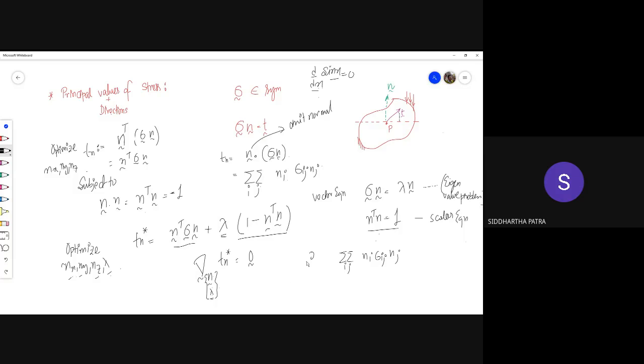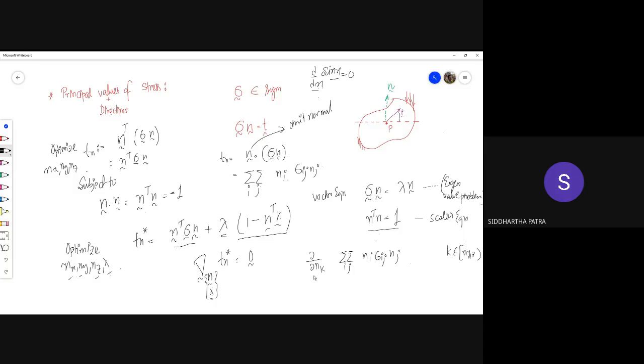Now let's take a derivative with respect to nk. Now this k can be anything from x, y, z, right? And the same thing applies to i, j, and k.